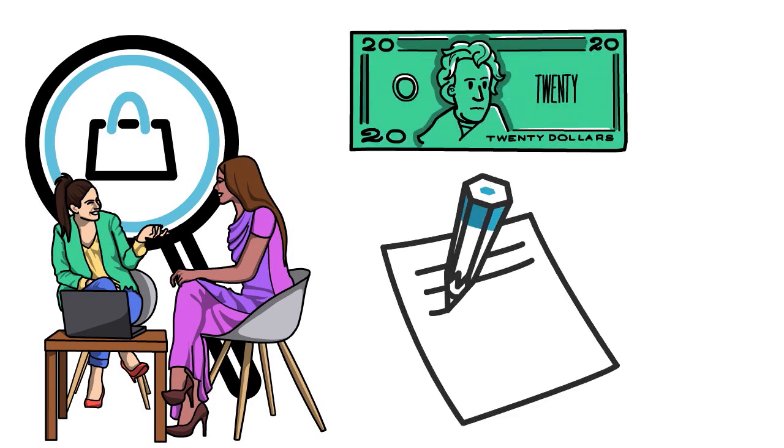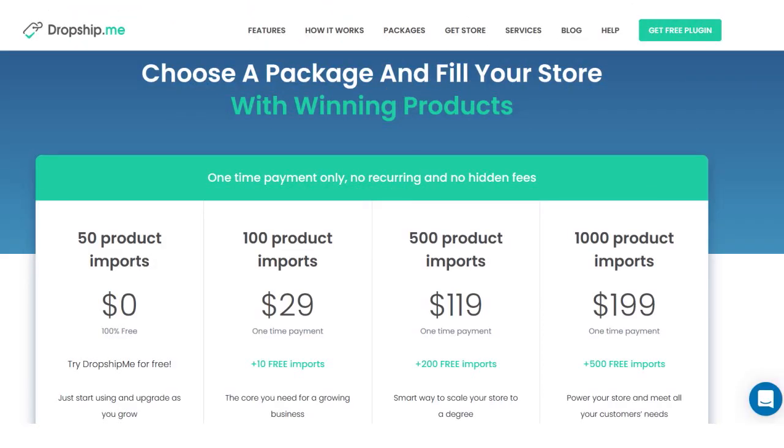Okay. And when we speak about DropshipMe, let's talk about the pricing. You can see on the screen here that they have also four price categories. So they have a free one. So if you are importing 50 products, you pay nothing. If you import 100 products, you pay $29. If you import up to 500 products, you pay $119. And if you import up to 1,000 product imports, it's $199.